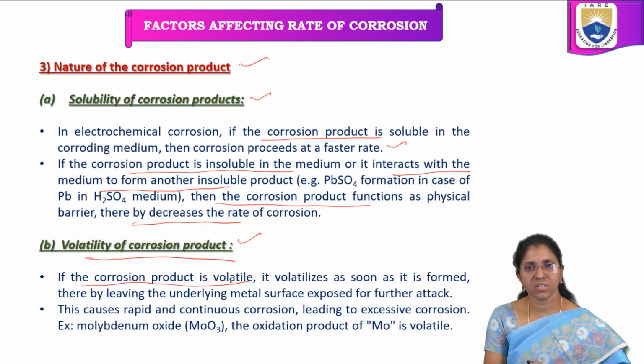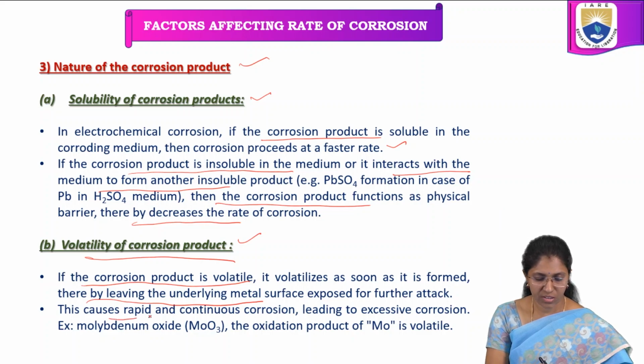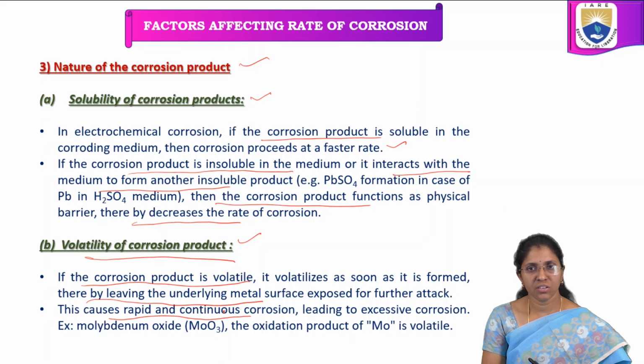Now, volatility of corrosion product. If the corrosion product is volatile, it can evaporate easily, leaving the underlying metal surface exposed to further attack, and severe corrosion takes place. This causes rapid and continuous corrosion, leading to excessive corrosion. An example of this is molybdenum oxide. Molybdenum metal undergoes corrosion, forming a molybdenum oxide layer. This is volatile, so the oxidation takes place again and again until the molybdenum is destroyed.